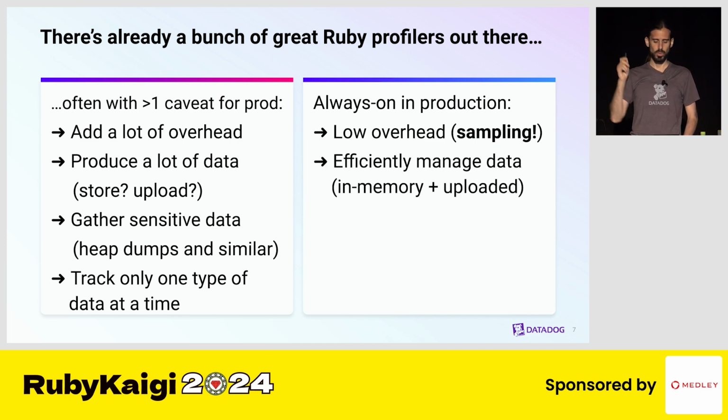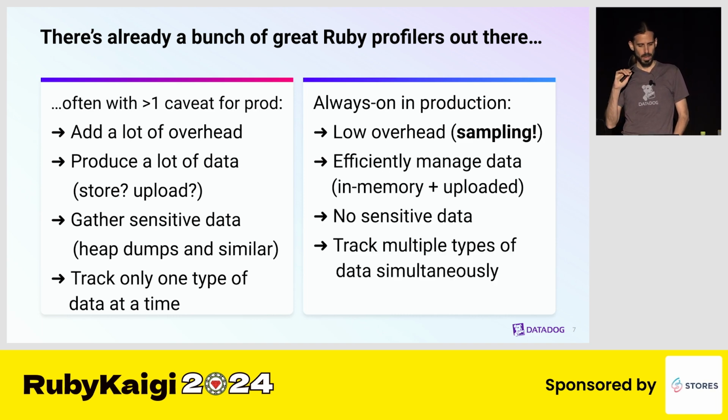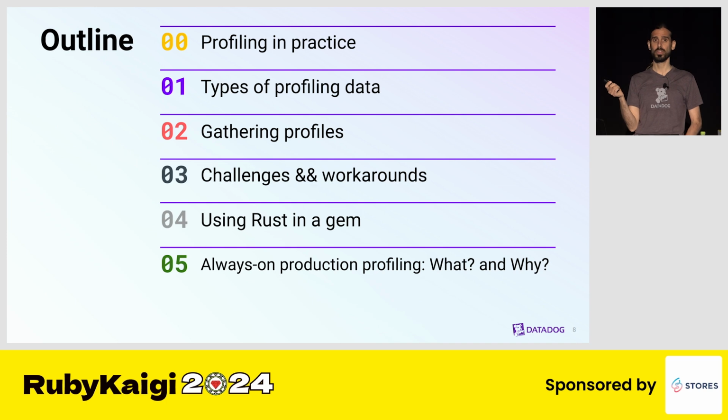We wanted to efficiently manage data, both in memory while we are gathering the data, as well as when we upload it, so we manage this data automatically. Obviously, no sensitive data. And we wanted to track multiple kinds of profiling data simultaneously so you could see the different things at the same time.